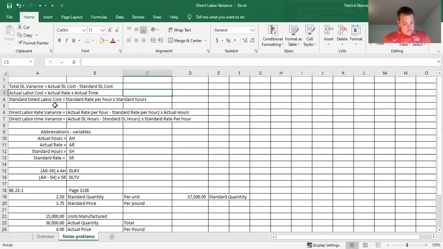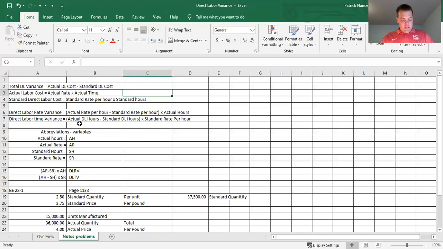So in the book, you see that our actual cost for direct labor in this case is $10 per hour and 3,850 hours. So that's $38,500, our actual cost. The standard was $9 per hour and 4,000 hours. So we have $36,000 in total for our standard costing. Just like the direct materials variance, subtracting those two numbers finds my overall variance. So the difference is $2,500.